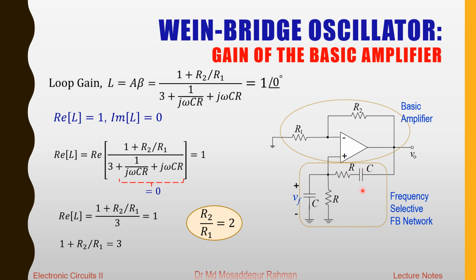2 pi RC. So that completes our analysis of the Wien-Bridge oscillator circuit. We have determined the conditions needed to get the sustained oscillation at the output, and also we have determined the frequency at which we will get the signal, or at which the circuit will oscillate.